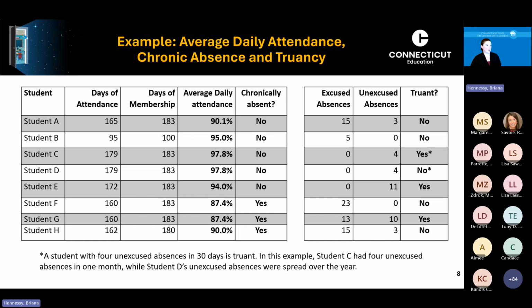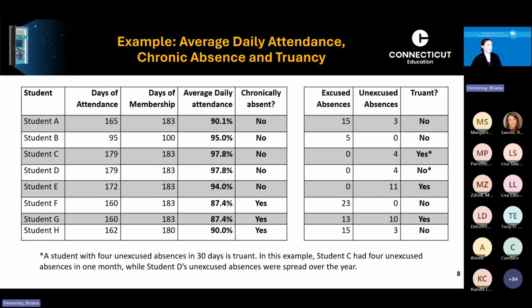So let's look at some examples of how this shakes out for some students. Districts report to CSDE, this would be a June example, all the days of attendance and all the days of membership. And CSDE is going to calculate the average daily attendance and the chronic absence status for that student. And then also in June, districts are going to report the truancy status. Districts keep this list of how many absences are excused and unexcused in their own records. These columns don't actually get reported to CSDE. So this is just a fake example that we made up for demonstration purposes.